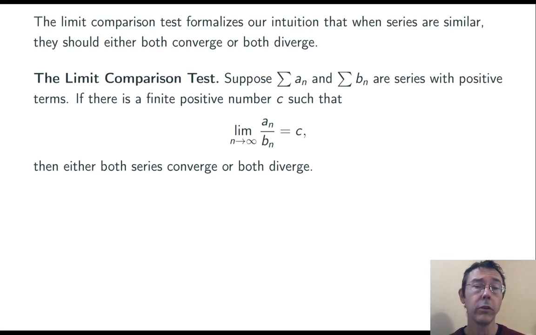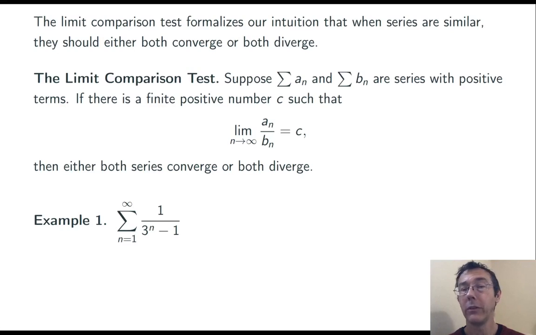Suppose we have these two series with positive terms, sum of an and sum of bn. We're going to look at the ratio of the corresponding terms, an over bn, and ask, what does that do as n gets large, as n goes to infinity? If that ratio settles down to a finite positive number, c greater than 0, less than infinity, then the two series have the same behavior. They either both converge or they both diverge.